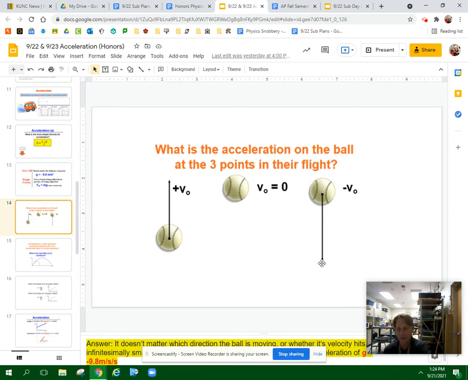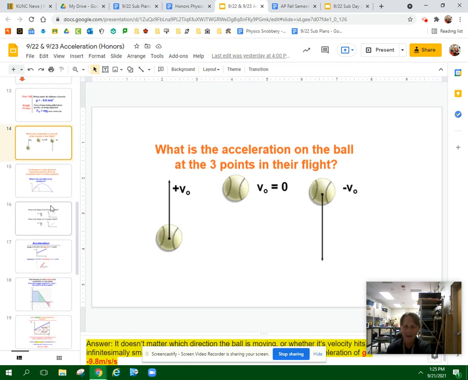And then as the ball is falling, the negative acceleration is accelerating the ball in the negative direction. And again, 9.8 meters per second squared directed down. In all cases right here, the acceleration is just g, or 9.8 meters per second squared directed downwards. Okay. Some people confuse it, thinking, oh, at the top of the flight, the ball stops, so the acceleration must be 0. That's not true. It's always negative 9.8 meters per second squared.